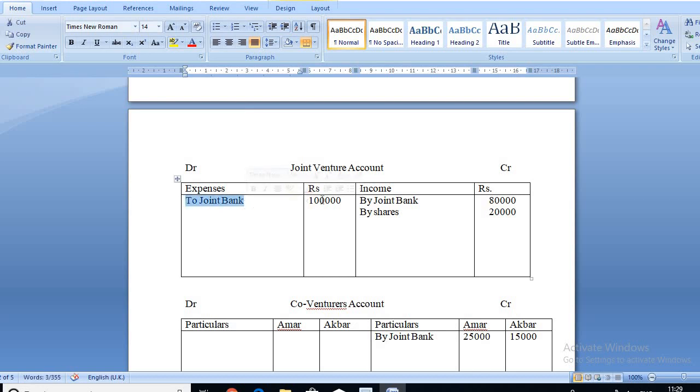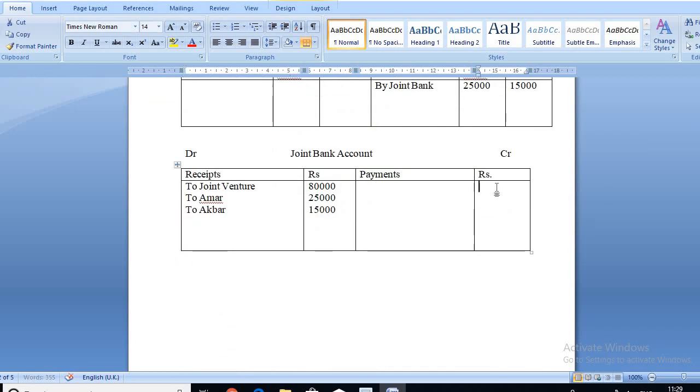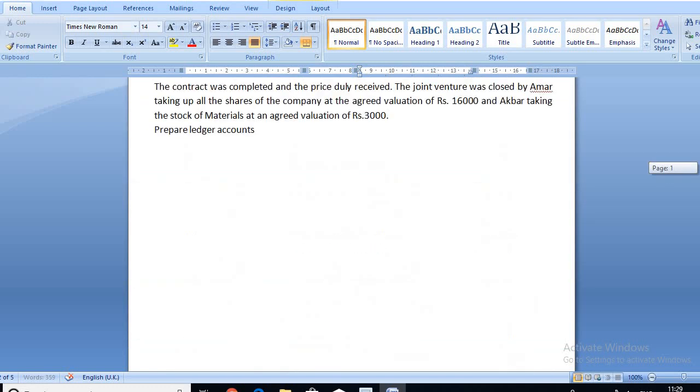Now cross posting. Here 1 lakh is debited in joint venture, so in joint bank, make a credit entry, 1 lakh, by joint venture. So this transaction is also over.